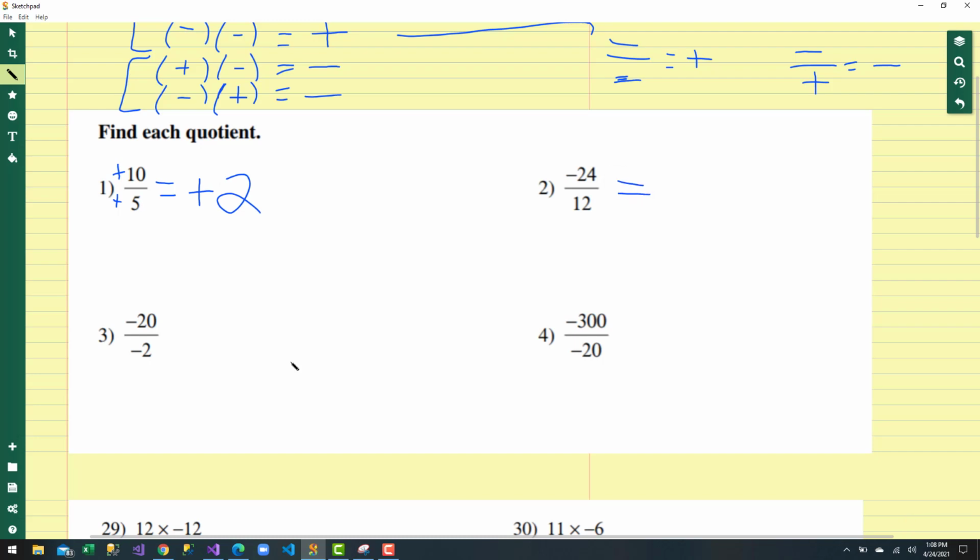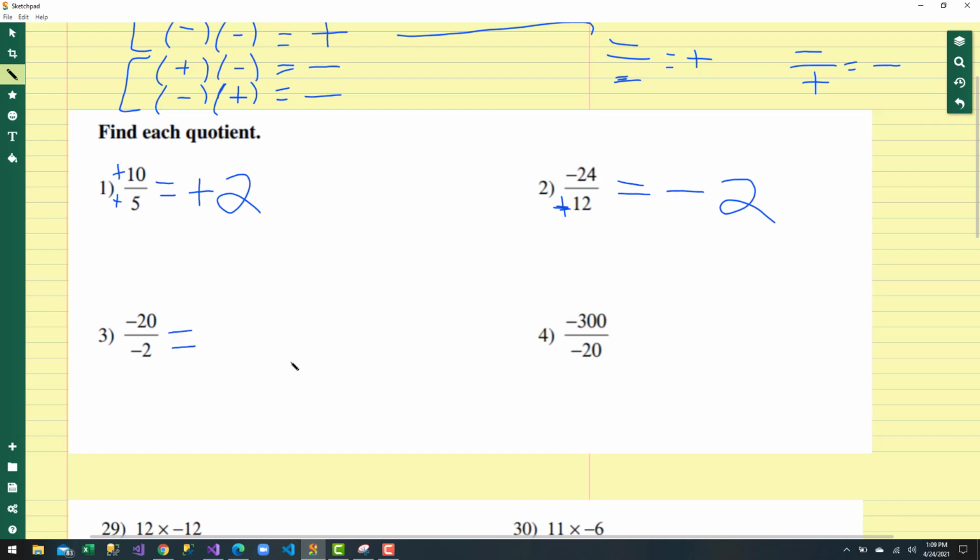Problem number 2, ignore the numbers, label the signs here. We have a negative 24 divided by a positive 12. We have opposite signs, negative divided by positive. That's going to be a negative answer, and then 24 divided by 12, simple, that's 2. So the answer is negative 2.